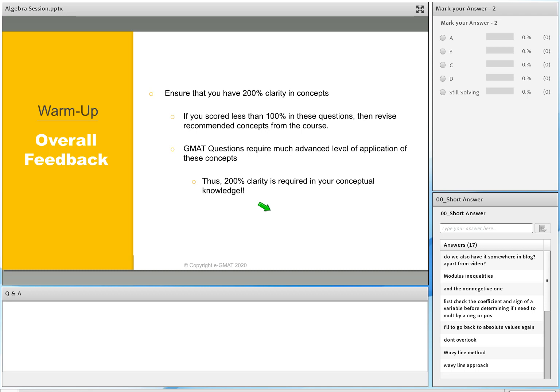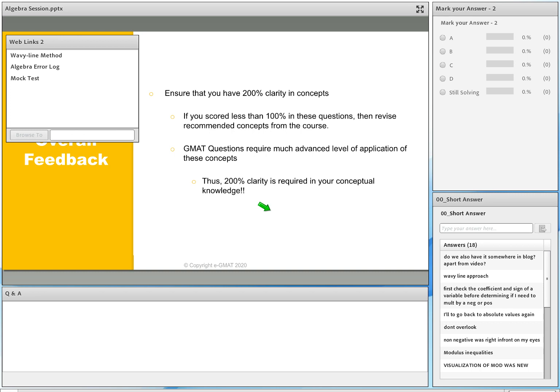Why did we take 0 as non-negative if it's neither positive nor negative? Oh, think about it. If 0 is not negative, then aren't you yourself saying that 0 is non-negative? What's the difference between not negative and non-negative? Nothing. First, check the coefficient and sign of a variable before multiplying.